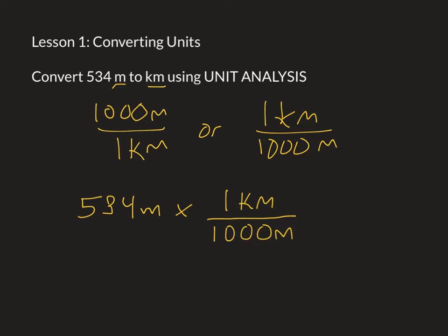And the reason we do this is we want meters to cancel out. And if you look here, what I'm going to do when I do the math is I'm going to go 534 times 1 divided by 1,000.